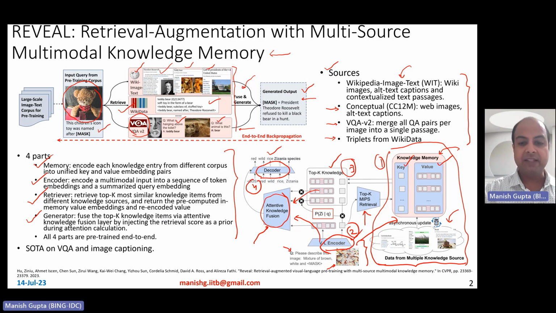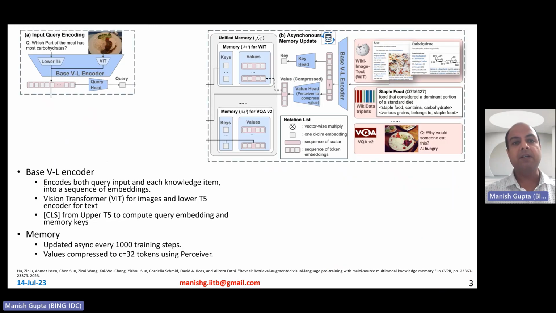The nice part about Reveal is that Reveal is a very recent paper. It's a CVPR 2023 paper, and essentially it has basically shown state of the art on visual question answering and image captioning. So let's look at different parts, the four different parts of Reveal in detail.